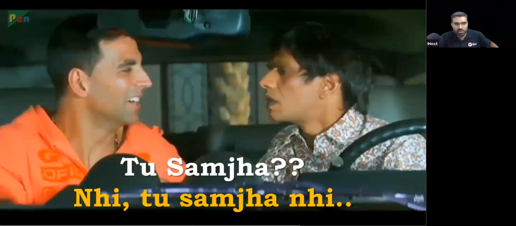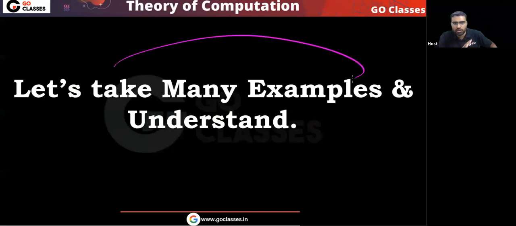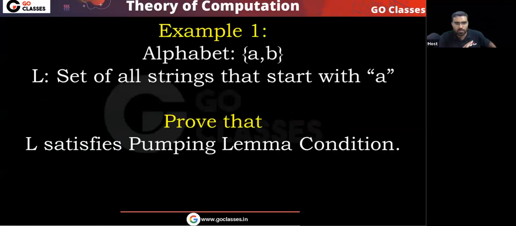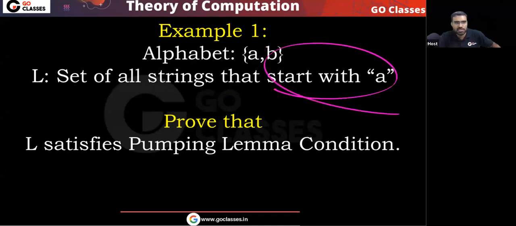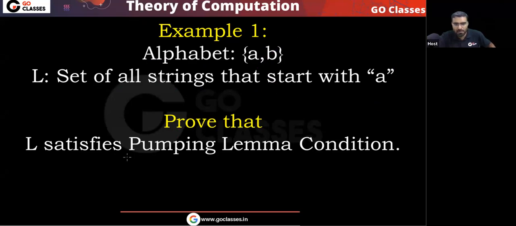Now let's move on. Now let's take examples. With examples, this concept will become more clear. So let's take many examples. Let's start now. Example number 1. This is our example number 1. Alphabet is A, B. The language is set of all strings that start with A. Okay. Prove that this will satisfy pumping lemma.